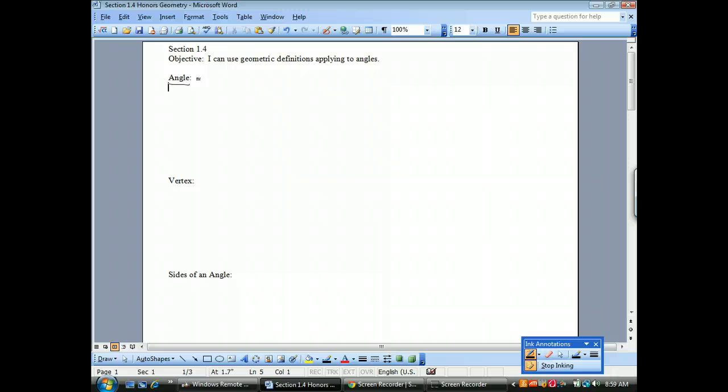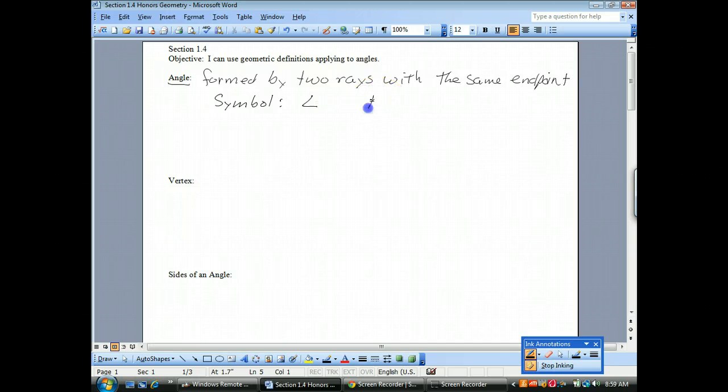Okay, so an angle is defined as a figure formed by two rays with the same endpoint. The symbol for angle is just a miniature angle, and the way that we name an angle is we can name it with a number.